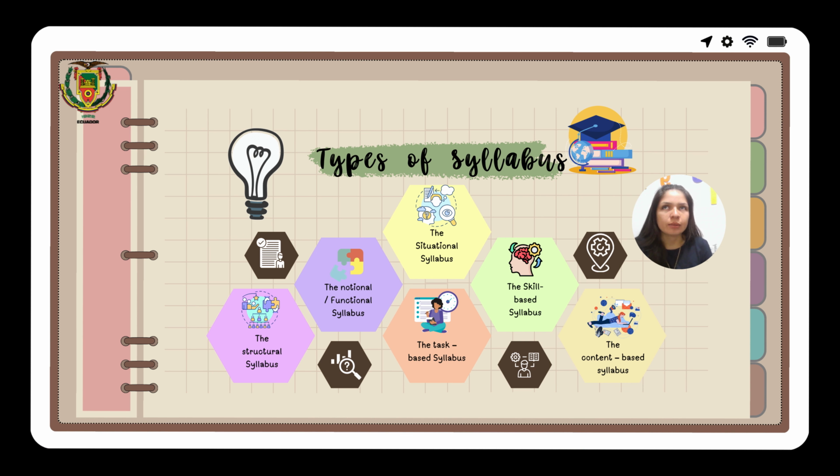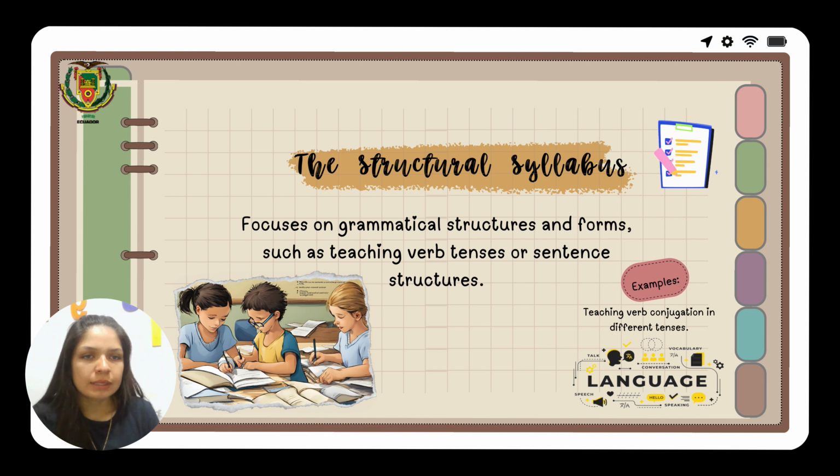So in the reading, I was able to identify six types of syllabi. They are the structural, the notional or functional, the situational, the skill-based, the task-based, and finally the content-based. The structural syllabus in language teaching is a curriculum design that focuses on teaching the grammatical forms and structures of a language. It emphasizes the systematic presentation of language elements such as verb tenses, sentence structures, parts of speech, and syntax.